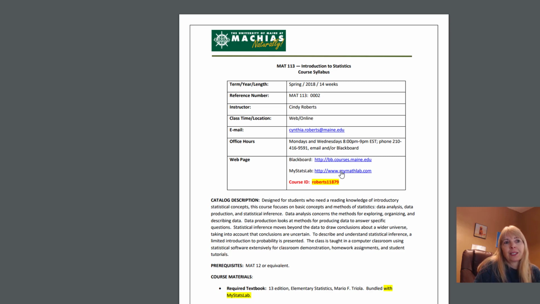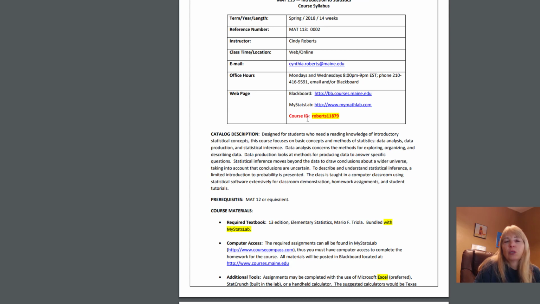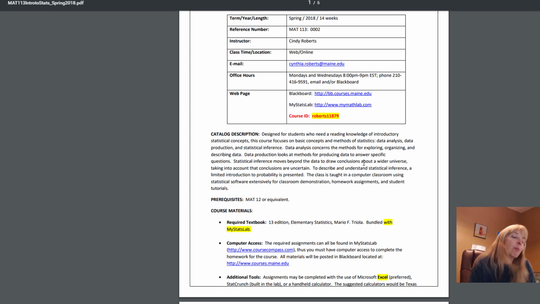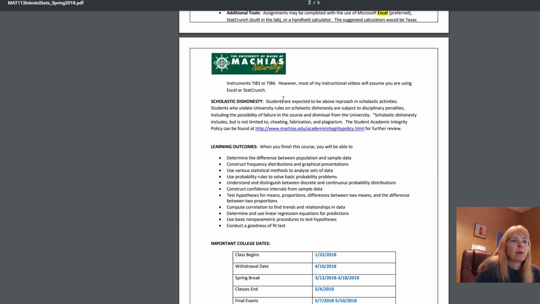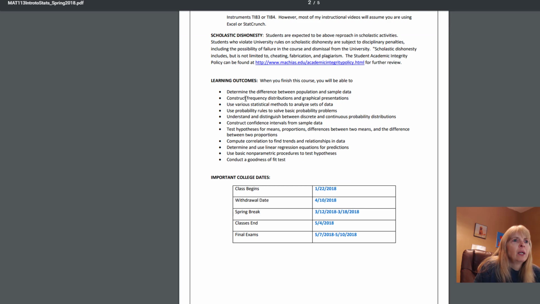Here once again is the stats lab and the code that you have to use. So once you pay your money, you'll have a student code, and then it'll ask for a course ID. The textbook, again, is within the lab. I'll show that here in a minute. Of course, you have to have a computer. Don't cheat. You all know about that, right?